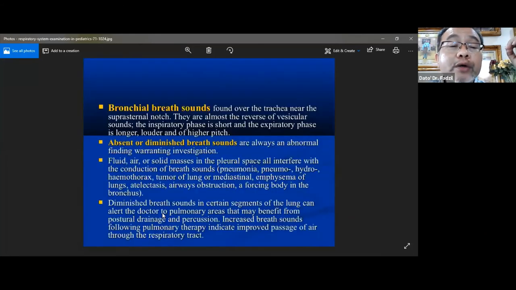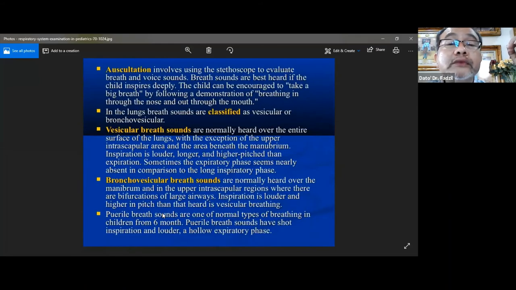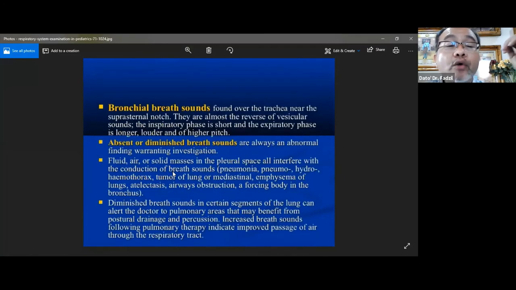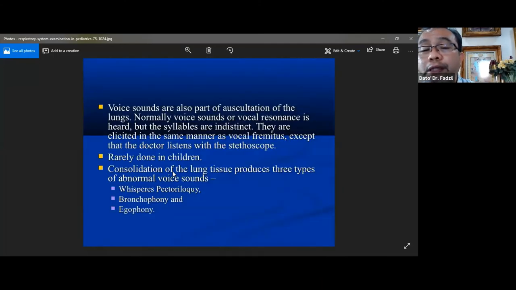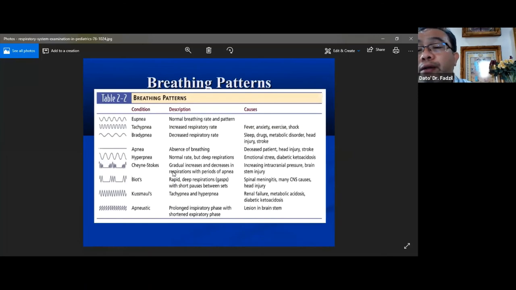So when you auscultate, always remember to use the diaphragm, this part of the stethoscope. You always look at the upper, mid, and lower zone. Then as you auscultate, you compare left to right: upper zone, left and right, mid zone, left and right, and then the lower zone, left and right. Usually you take two breaths.